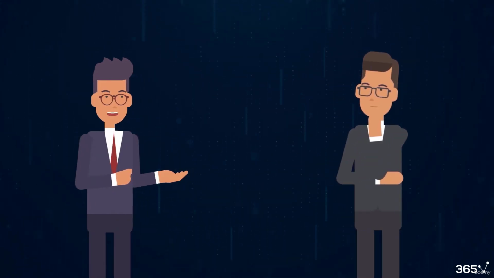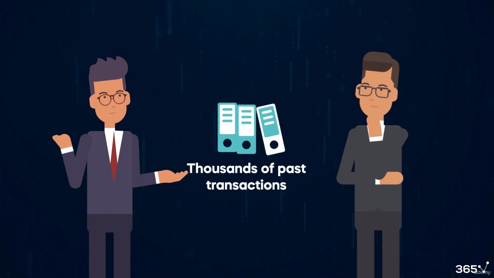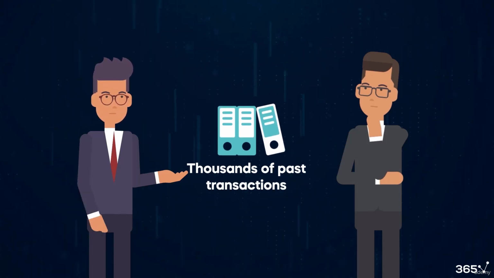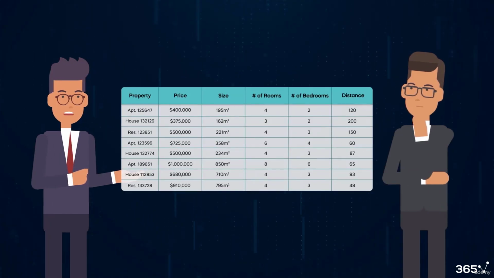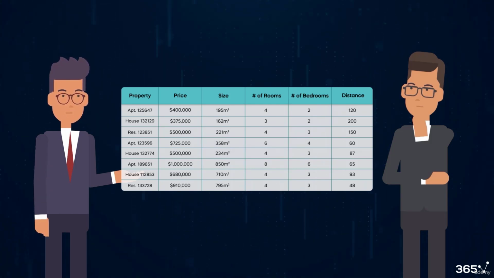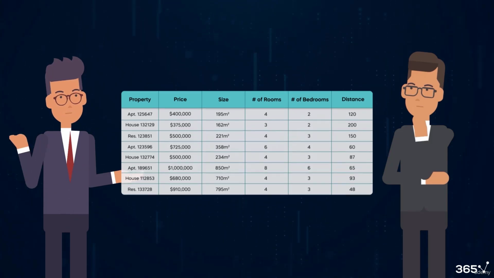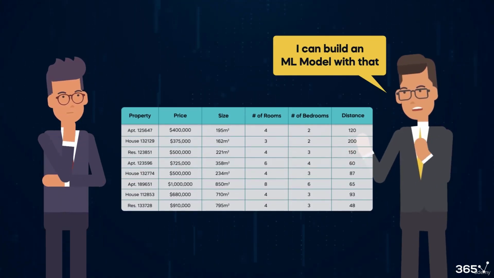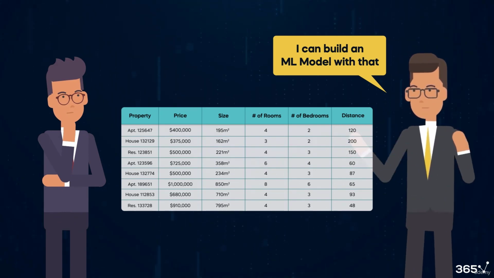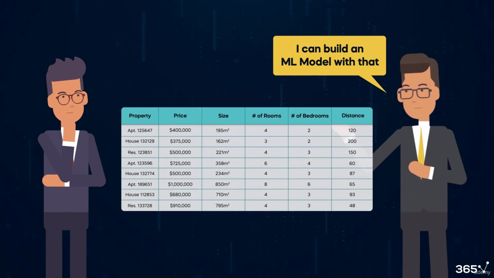Fortunately, the real estate agent's company had access to a database with thousands of past transactions over the last few years. Later, the data scientist was pleased to find the data well organized, detailing house prices, sizes, room counts, bedroom numbers, distances from the city center, neighborhoods, and other fascinating aspects. "I can build an ML model with that," said the data scientist. Here's how the data scientist simplified the model for his client.